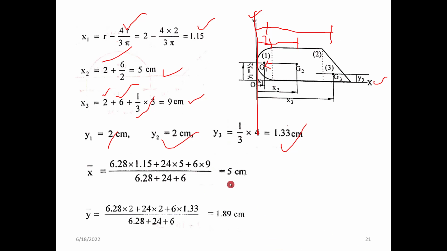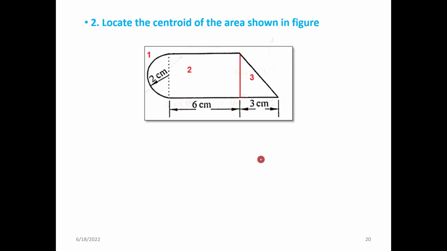So how to find this? The good thing is that y1, y2 and y3 can be easily solved, as we know that all the values are taken from the baseline. We know for the semicircle, the centroid will be at this point, passing through the centroid to the G2. So y1 is 2 centimeter, y2 is for the rectangle also passing through the G2, and the y3 is 1.33. It is actually, total height is 4 centimeter, right?